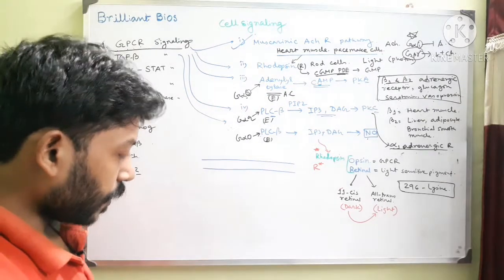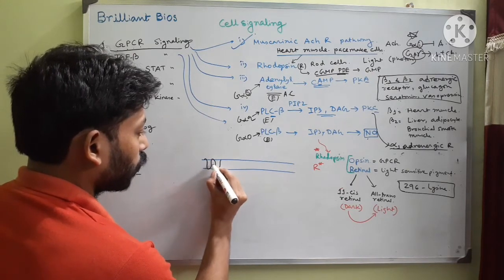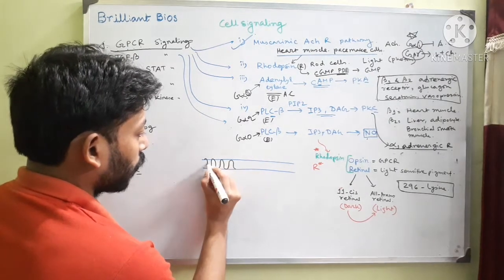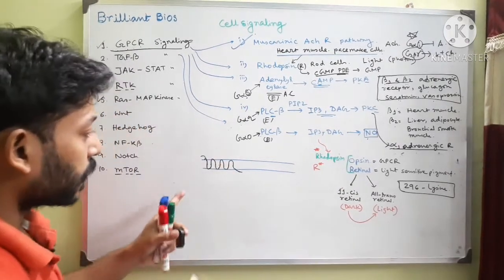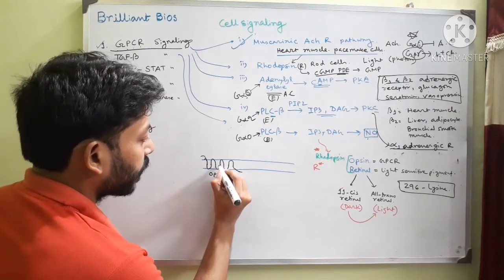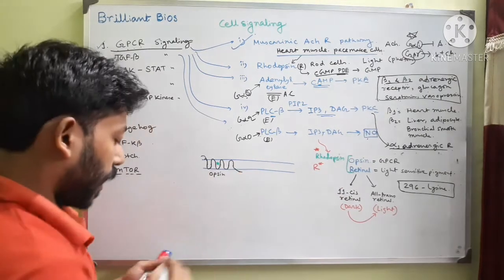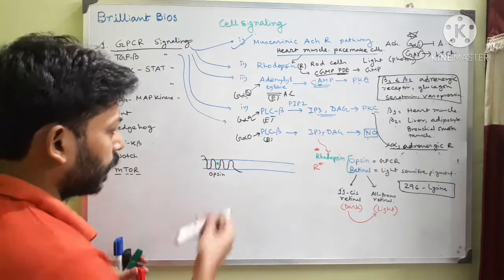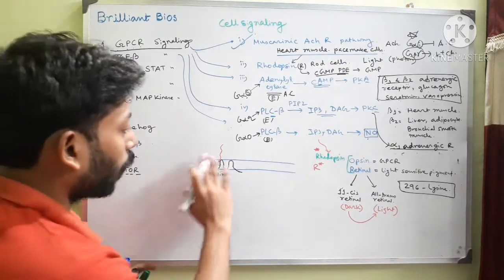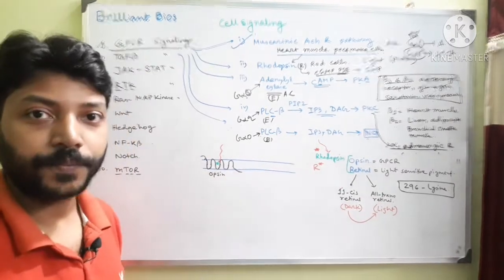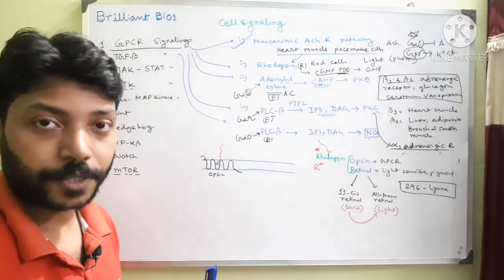So let's suppose this is the rhodopsin. We know this is a 7 transmembrane protein: 1 2 3 4 5 6 7. This is the N terminal and C terminal. This is the opsin protein, and here the retinal is present, and when light falls, this retinal changes from 11-cis retinal to all trans retinal, and this opsin protein, the GPCR, becomes activated. When it becomes activated, it changes its structural conformation.